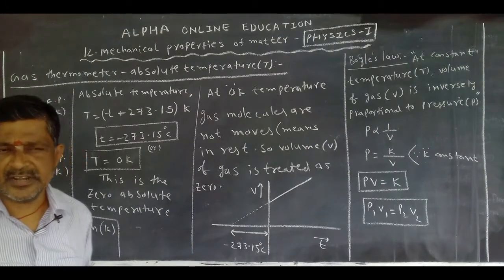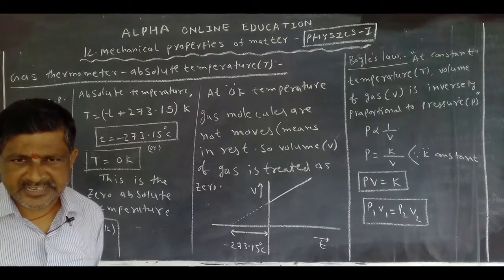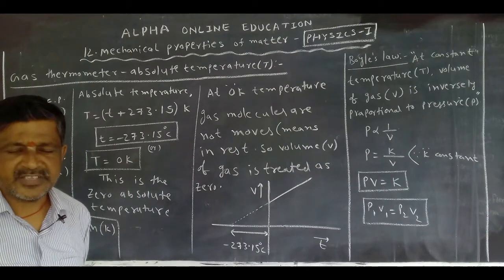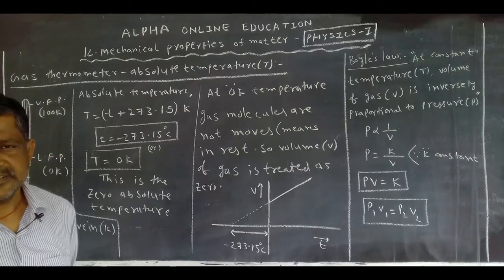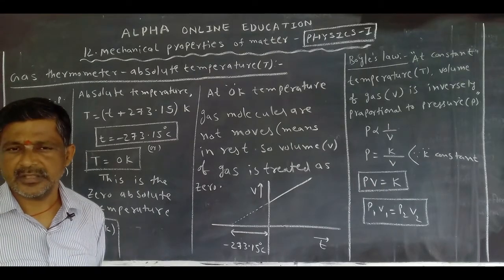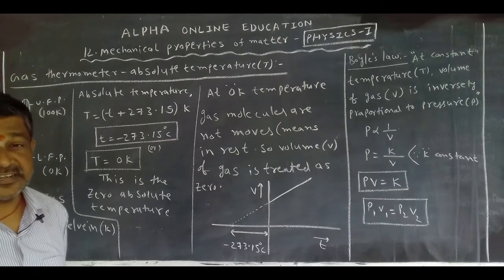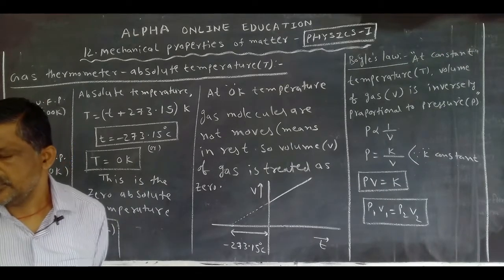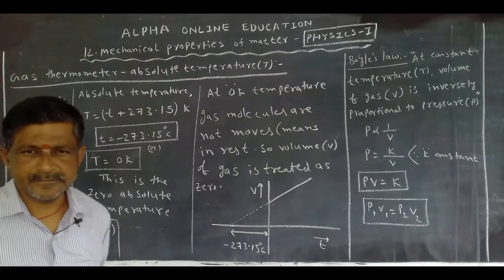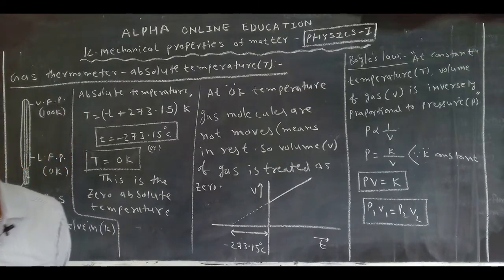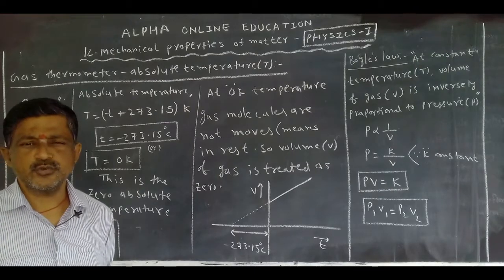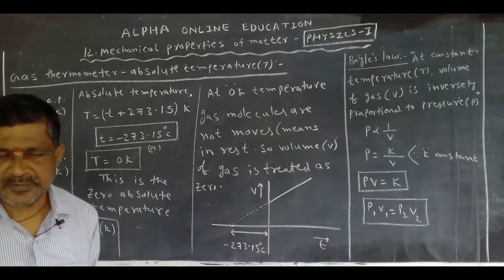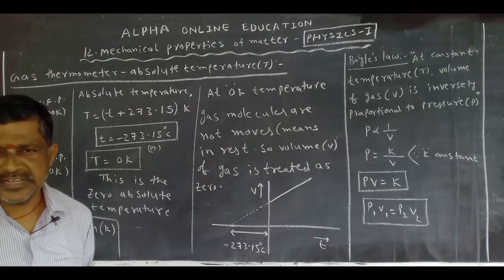In the Celsius thermometer, the LFP is 0 degree centigrade, that is the melting point of ice, and the UFP is 100 degree centigrade, it is the boiling point of water. And next, it has 100 divisions between LFP and UFP. In the Fahrenheit thermometer, the LFP is 32 Fahrenheit and the UFP is 212 Fahrenheit. It has 180 divisions between UFP and LFP.